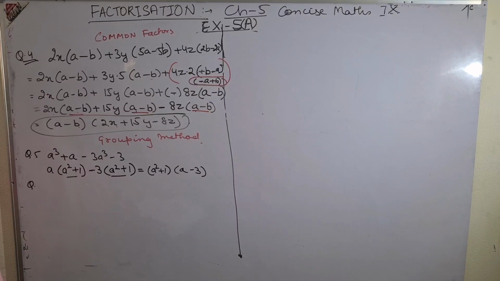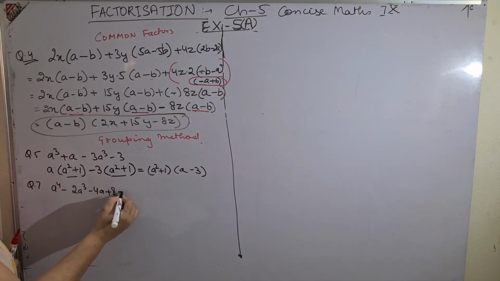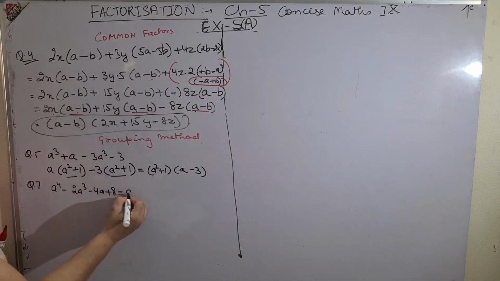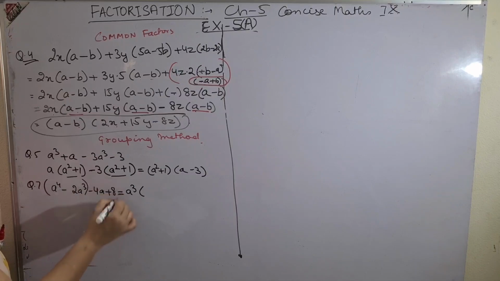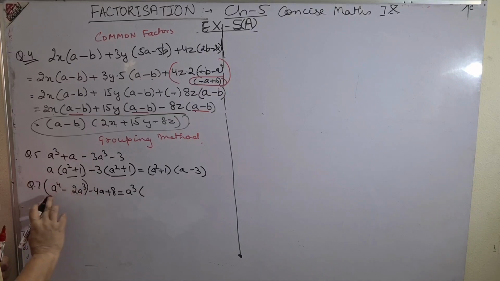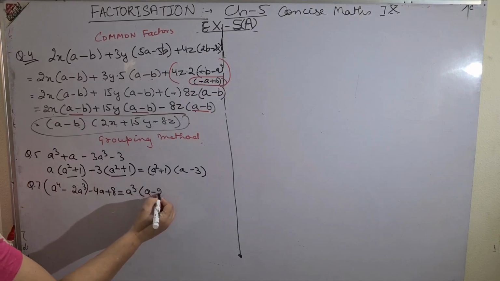For example, if I take question number 7, all are same. When you follow the technique, there will be no difficulty. A4 means A raised to power 4, minus 2A cube, minus 4A plus 8. So again, grouping method, very simple children. From the first two, I'll take A cube common. I'm left with, if you want to, you can make the brackets also, but better avoid the brackets because of the signs. A cube. So I'm left with A minus 2.